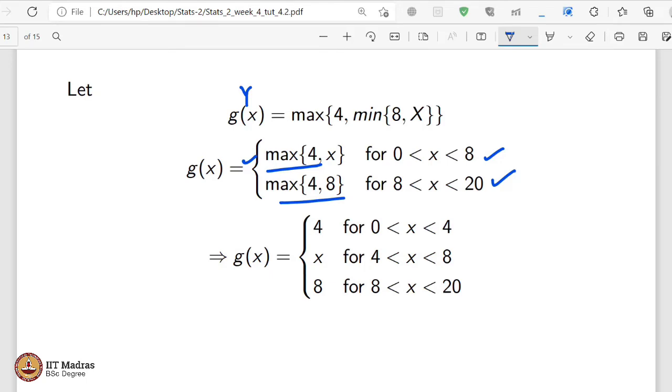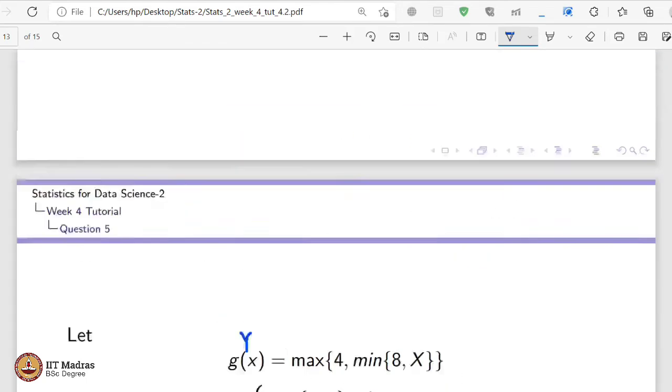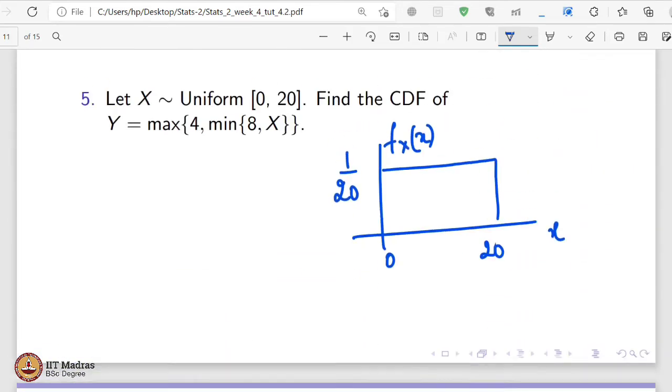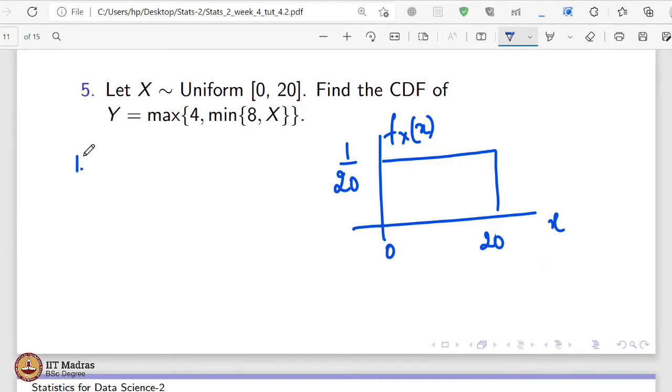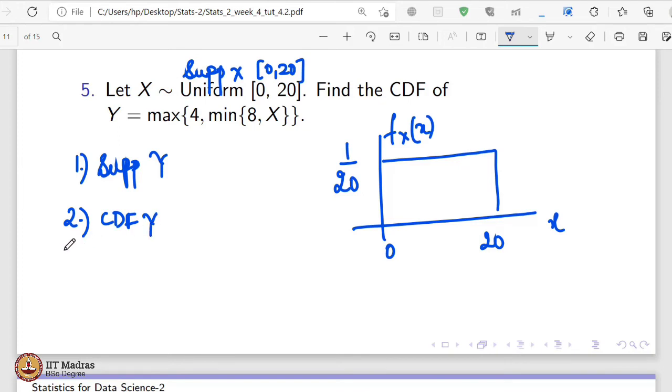One thing I forgot to tell you, in this type of question, I already told you in the starting what you have to do. First, get the support of y. You already have the support of x, so support of x is what? From 0 to 20, right? So you have to get the support of y, and then you can directly get the CDF of y, and you can get the PDF of y.